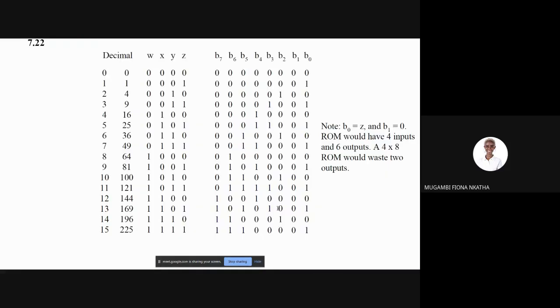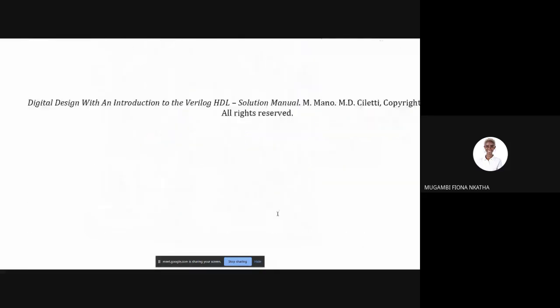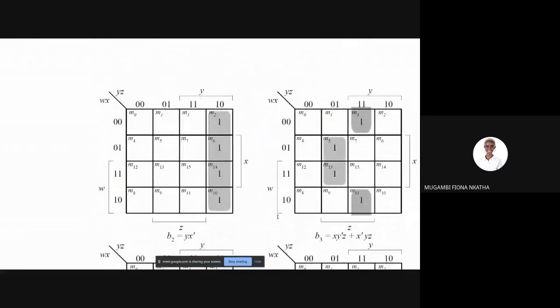Initially I would have presented these, but we'll not be doing these things again. Please note that in the solution book, this part is YZ and WX, which means this is the LSB and this is the MSB. But how we've been taught, MSB is here and LSB is down here. So it's supposed to be WX and YZ. That's why I drew it again.